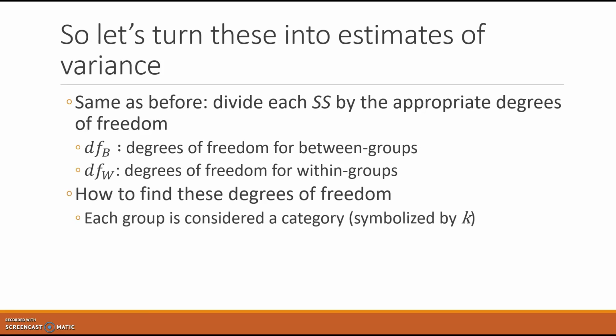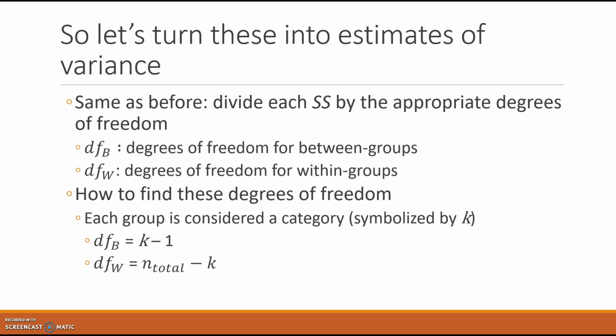Each group is considered a category. Category is called K. So instead of A, B, and C, well, we have K, K, and K. Ooh, that's bad. Maybe we need more than 3 groups. Okay, A, B, and C. So to find the degree of freedom for between, you take the number of categories, the number of groups, and subtract 1. So if we have 3 groups, the degree of freedom for between would be 2, because it's 3 minus 1.